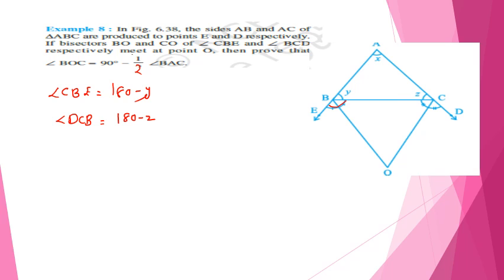What is BO? You see, BO and CO are the bisectors of the exterior angles. So BO is the angle bisector.